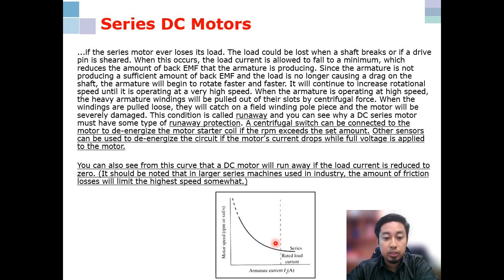I repeat again. First, a switch can be connected to the motor to de-energize the motor starter coil if the RPM exceeds a set amount. Another one is that sensors can be used to de-energize the circuit if the motor current drops while full voltage is applied to the motor. I hope all of you understand the basics of the series DC motor in terms of this protection.